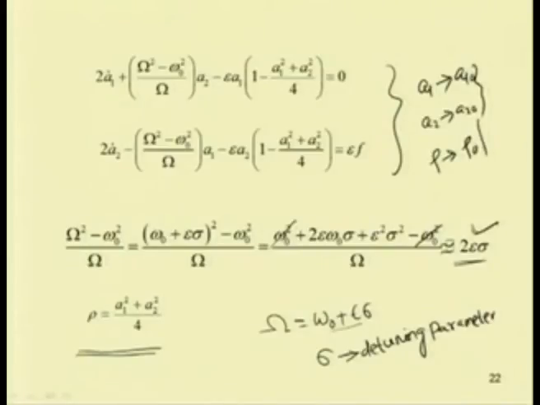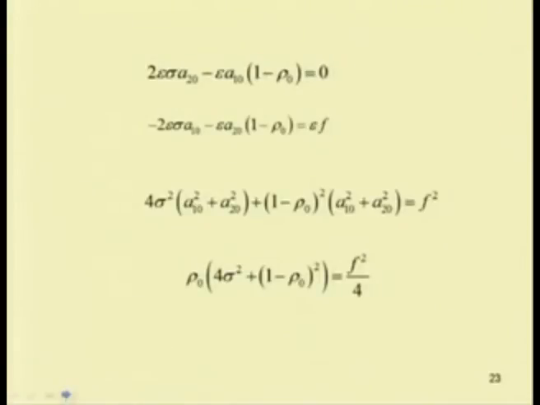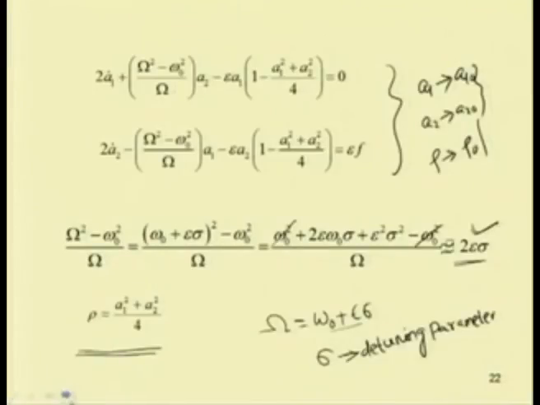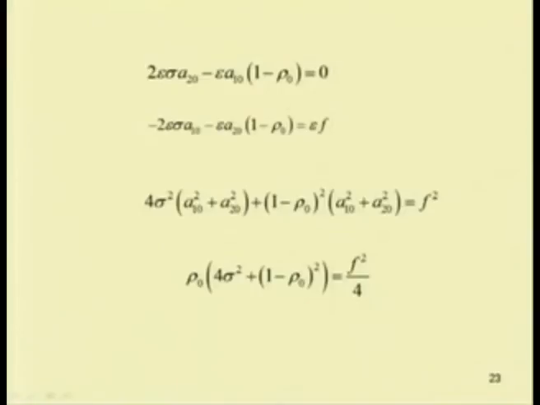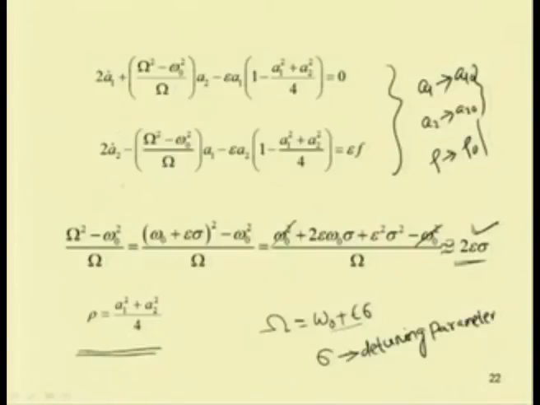So, for steady state when they are not functions of time, a1 dot will be equal to 0 and a2 dot also will be equal to 0. By substituting these expressions here, one can write these two equations in this form. So, this equation becomes 2 epsilon sigma a20 minus epsilon a10 into 1 minus rho 0 equal to 0. Similarly, the second equation, this term becomes 0, so this becomes minus 2 epsilon sigma a10 minus epsilon a20 into 1 minus rho 0 equal to epsilon f.